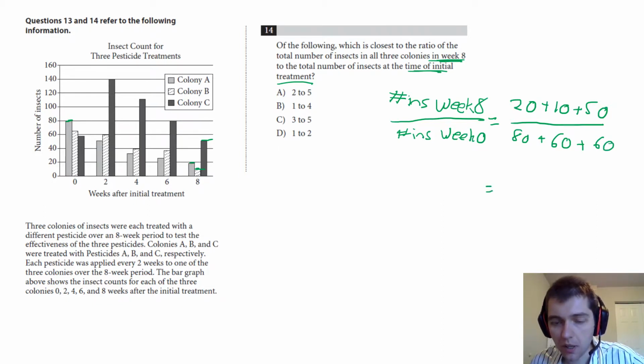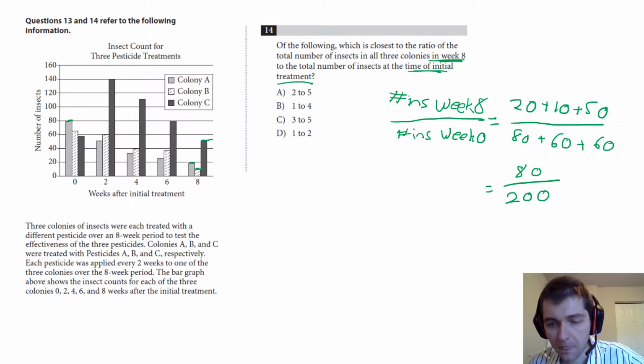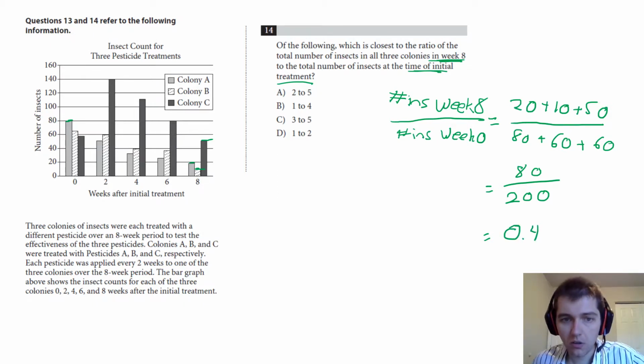Add all those up, you'll get 80 divided by 8 plus 6 plus 6, 200. Then it's the calculator section. You can plug that into your calculator. You'll come up with 0.4 is that ratio. Over here, they don't give you numbers. So you can go ahead and plug these into your calculator too. You'll get 2 divided by 5. 2 divided by 5 will equal that 0.4. So that is what you're looking for. No need to calculate the rest of them. A is the correct answer.